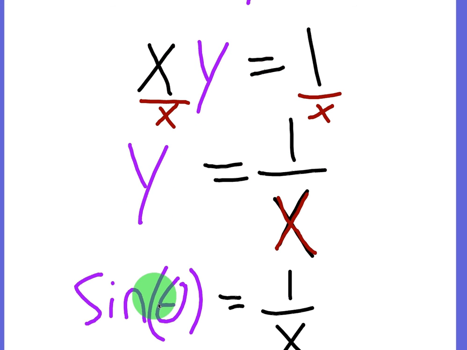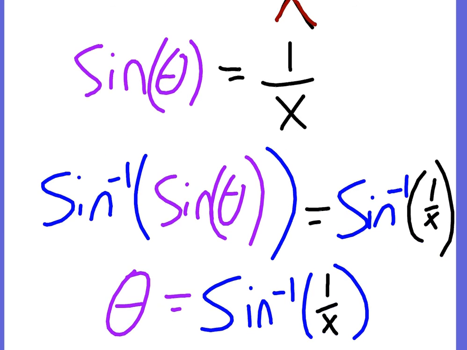Now y is just the sine of theta, right? Y value is just sine. We proved that with our coordinate identities. Sine of theta equals 1 over x. Now we're going to take the inverse of both sides, cancel out the sine, so we're just left with theta. And we also have to take the inverse sine of the right side, so we get theta equals sine inverse of 1 over x, which is what we're trying to solve for to begin with.